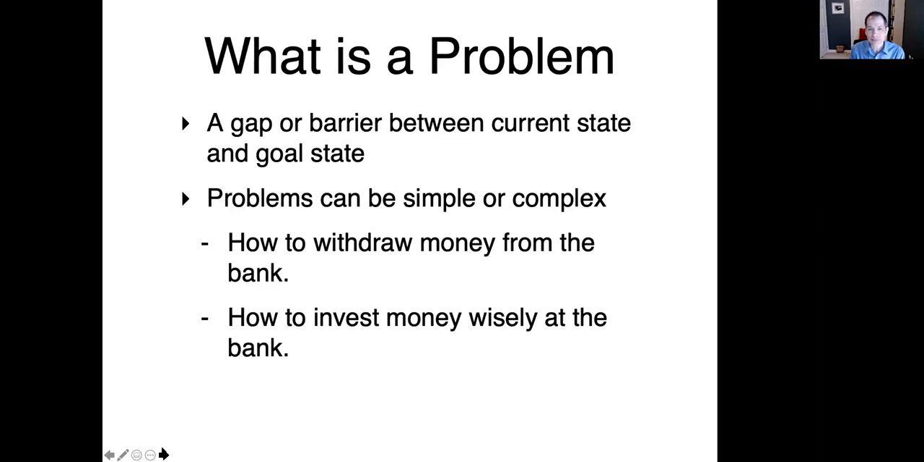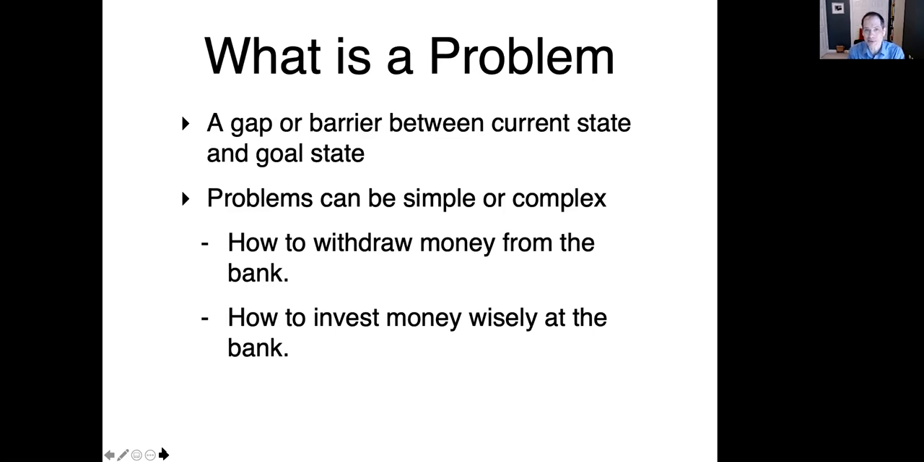So let's define what a problem is. A problem is a gap or a barrier between some current state and some goal state. So whatever you want to accomplish, if you can't get there easily, if there isn't an obvious way to achieve some desired outcome, then what you have is a problem. You have a gap or a barrier.